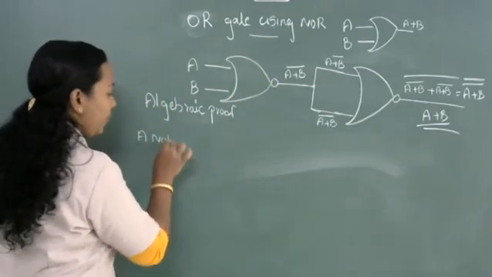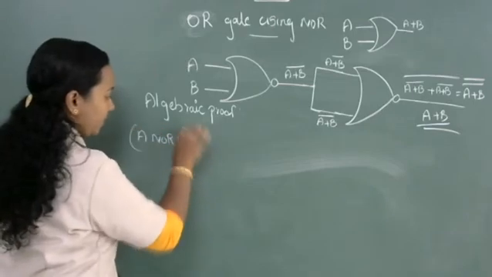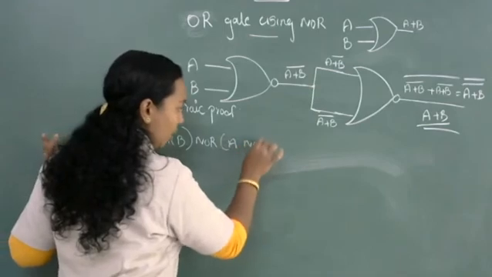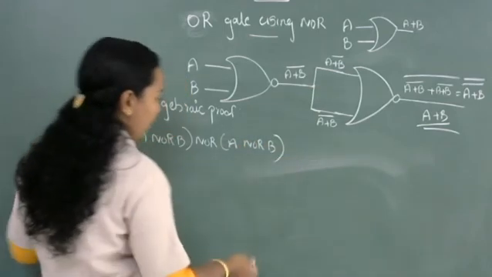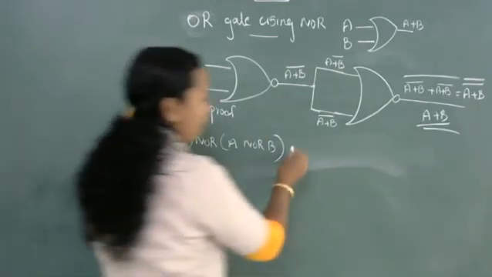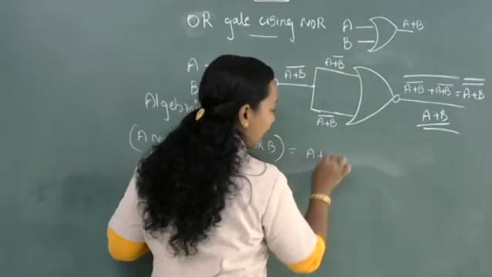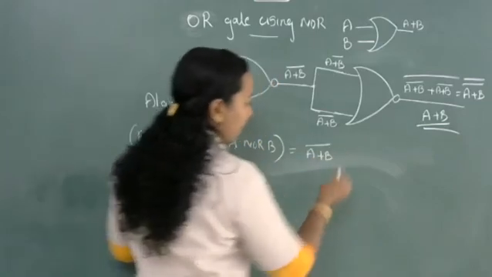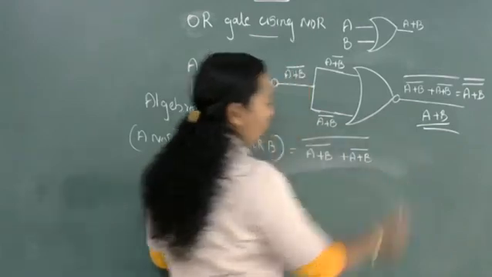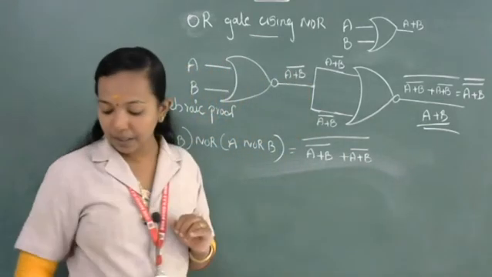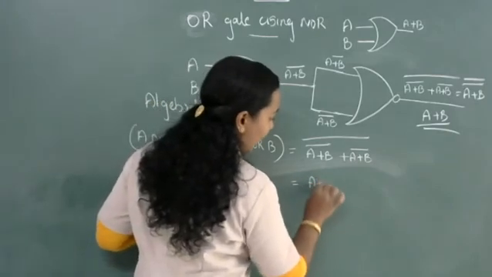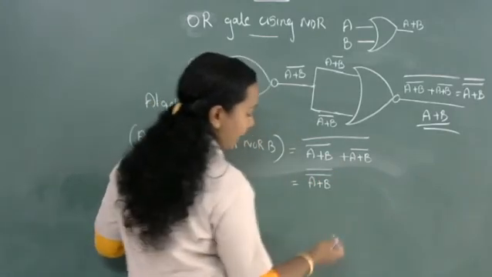A NOR B, then NOR A NOR B. Okay. First input, second input, we are applying the NOR gate. So what will be the answer after this? (A + B) complement plus (A + B) complement, all complement. Then we can write this as (A + B) all complement.